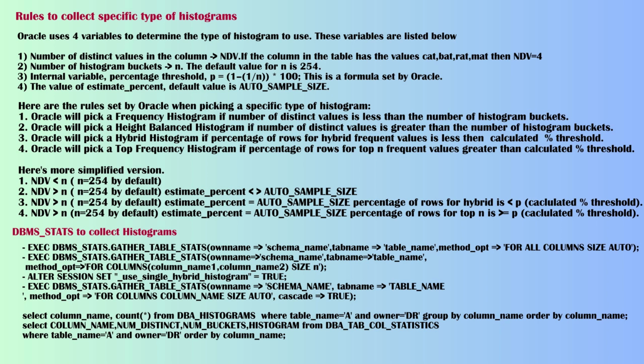Verify the histograms by running queries. Select column_id, column_name, histogram from DBA_TAB_COLUMNS. Select count(*), histogram from DBA_TAB_COL_STATISTICS group by histogram. Select endpoint_number, endpoint_value, endpoint_repeat_count from user_tab_histograms where table_name equals T1 order by endpoint_number.